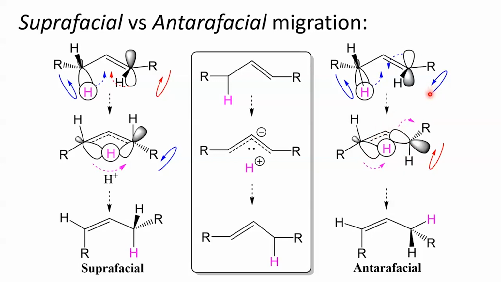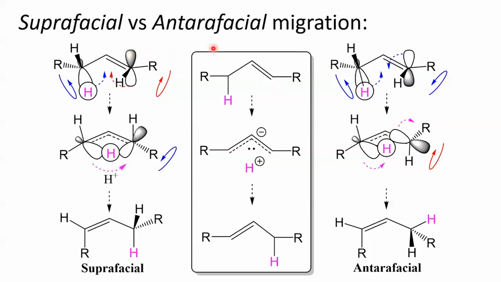Like before, if the receiving orbital is rotating counterclockwise to access our hydrogen, once it receives the transferred group, it can rotate back to where it started. And if we look at the location of our hydrogen, in the beginning it started at the bottom, it then migrated up across the pi system, and it winds up above it at the end. So that's our antarafacial transfer process.